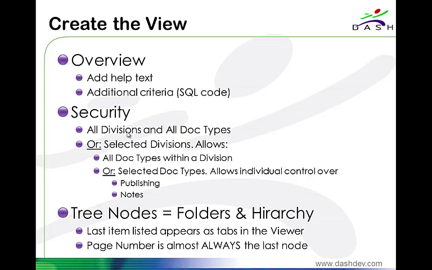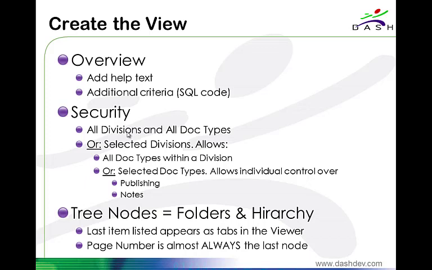Then the last thing you'll do when you're creating a view is you'll add what's called tree nodes. Really, these are the folders and the hierarchy of folders that will be displayed when the user goes to the DDX document viewer. The first item in the list generally is something you want to keep a very small list of. I typically choose division as the top level. That way when somebody's opening the viewer, they're not simultaneously trying to display a very long list of folders. Generally, your list of divisions is relatively short. The last thing on the list should always be page number. Neither of these two rules are hard and fast requirements, but they're generally good practice.